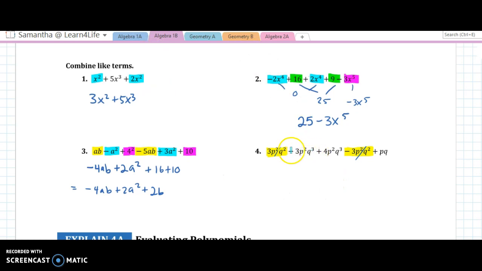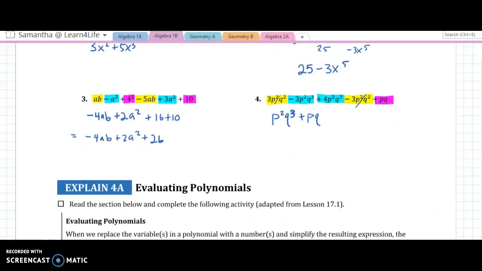P squared q to the 3rd, here and here. So whenever we put those together, we have negative 3 plus 4. That's just a positive 1, right? So p squared q to the 3rd. And then our lonely pq right here has no like terms to put together with it. There we go. Final answer. P squared q to the 3rd plus pq.